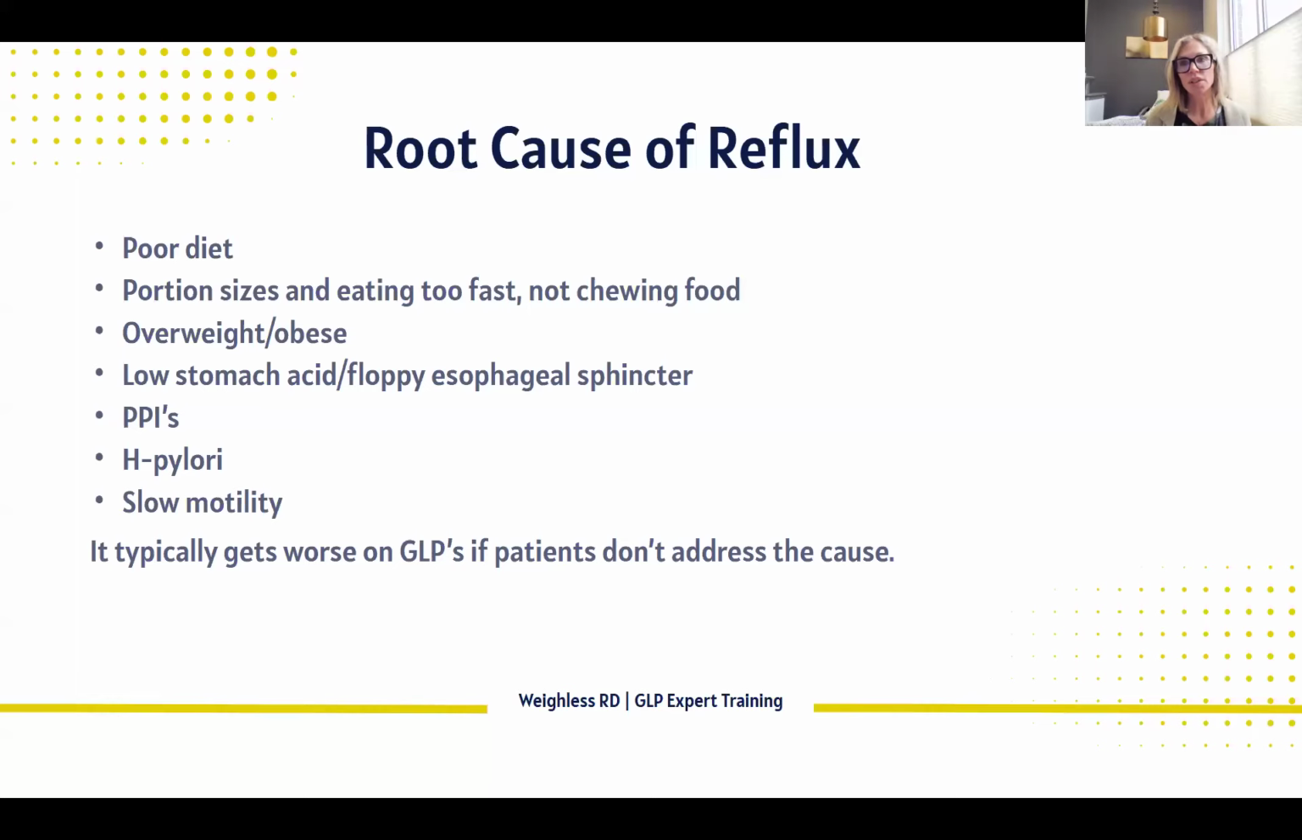And just slow motility. If someone has slow motility in general and then they start a GLP, I mean, it's going to get way worse. And we do see that. We do see if people want to start, despite some of the symptoms they're already having, they will see that increase in reflux get even worse, but then they're more forced to start cleaning other things up.